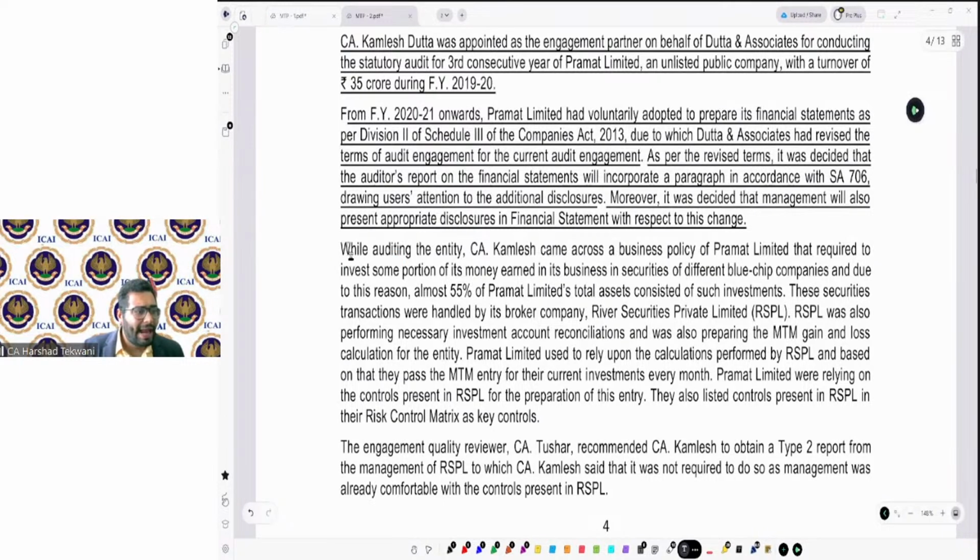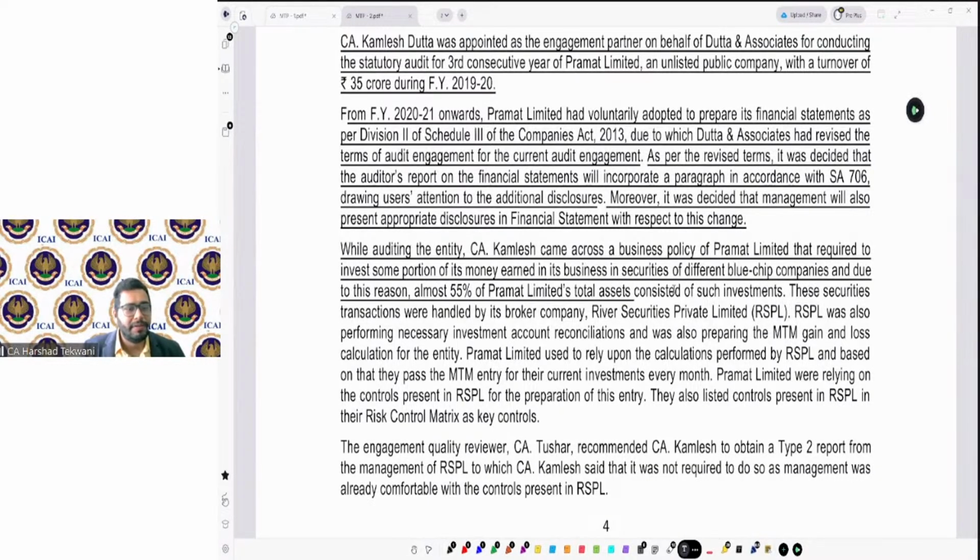While auditing the entity, CA Kamlesh came across a business policy of Pramath Limited that required it to invest some portion of the money earned in its business in securities of different blue chip companies. Due to this, almost 55% of Pramath Limited's total assets consist of such investments. These securities transactions were handled by its broker company, River Securities Private Limited.